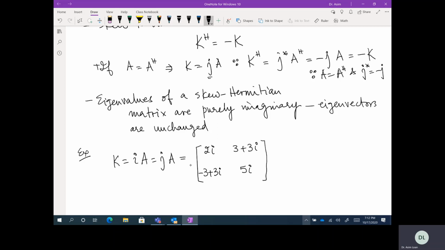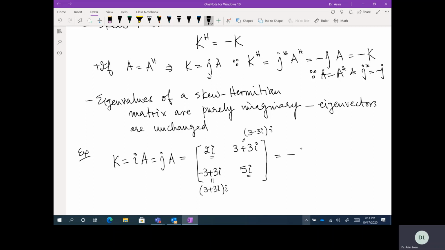Because when you multiply by j, or i, an i is here. This was, I think, 3 minus 3i. So this was previously 3 minus 3i. When you multiply an i here, so 3i minus i squared, so 3 plus 3i. This was previously 3 plus 3i. So when you multiply an i here, this is plus 3i, and then this is minus 3. And this is 5, this is 5, and you put an i over here.